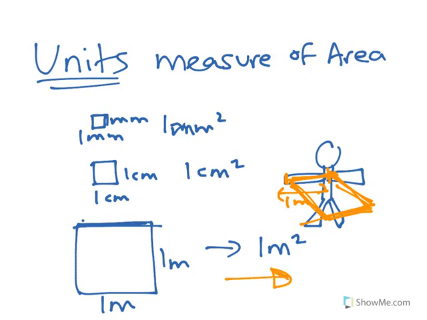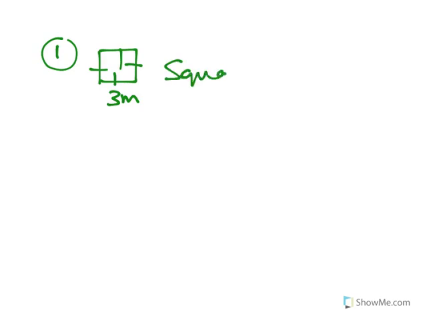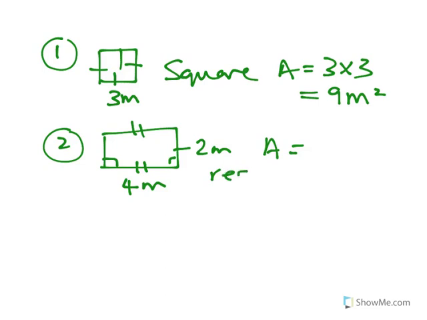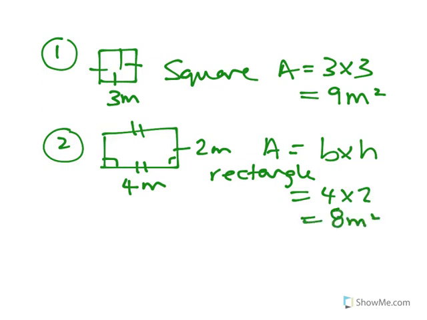So what we're going to do this lesson, we're going to look at using this area, and we're going to take you a little bit further. You did these shapes last year, so what you have already done is the square. With the square, remember the area of the square is just 3 times 3, which is 9 metres squared. The area of the rectangle, say that was 4 metres and 2 metres, would be base times height, which would be 4 times 2, which is 8 metres squared.